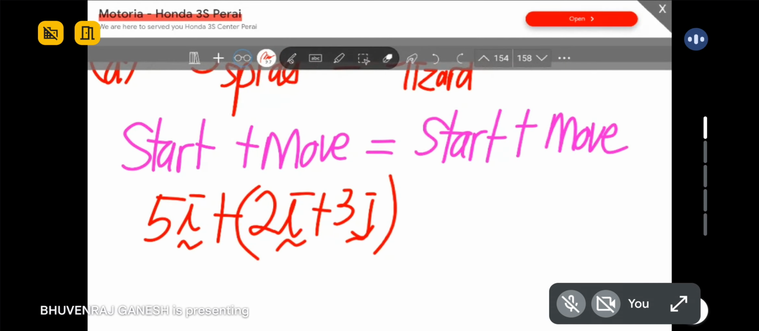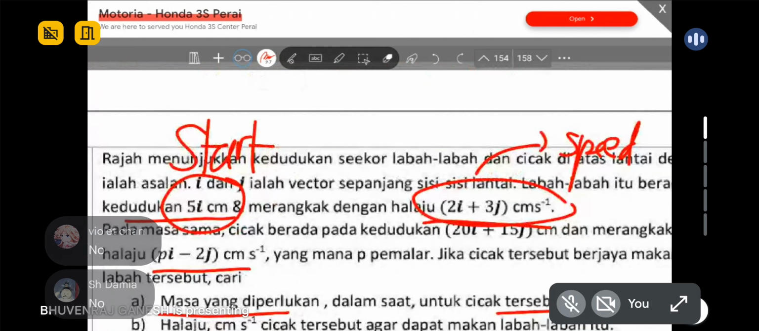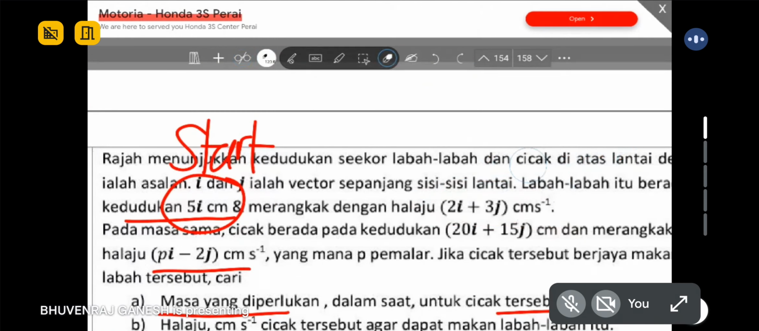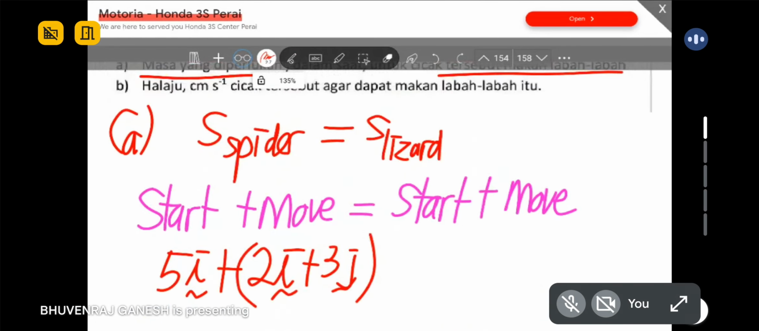Sama? More people? Lagi orang? Can I direct plus 5i with 2i plus 3j? You can see the question, guys. Okay, why no? What is your reason? Why cannot? Always must have reason one. It's actually quite logic also.